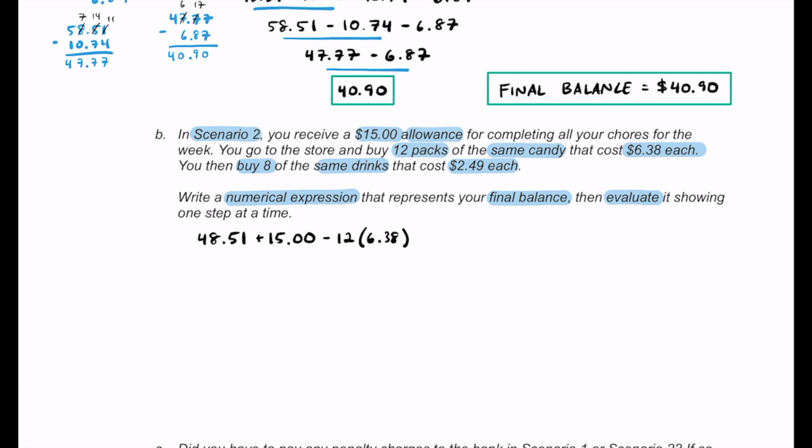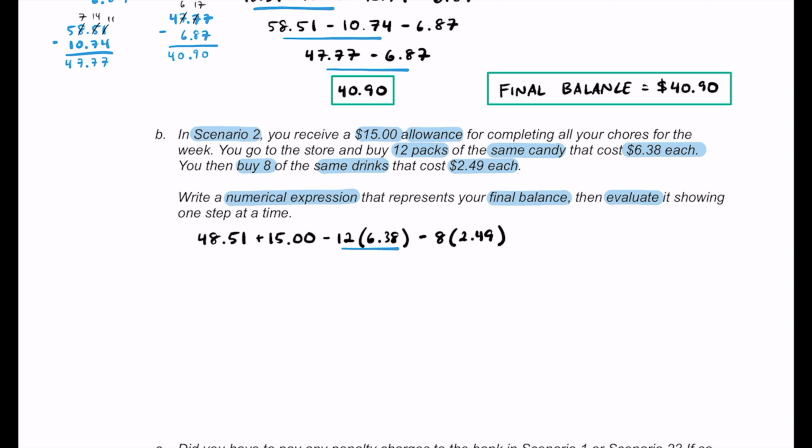$6.38 bags of candy. And then we're also going to be buying more things, 8 of these same drinks that cost $2.49. So if we're buying things, we're going to subtract. And that's going to be 8 multiplied by this 2.49. Okay, so let's deal with multiplication first, as that's more important than addition or subtraction. So we have 12 times this 6.38.